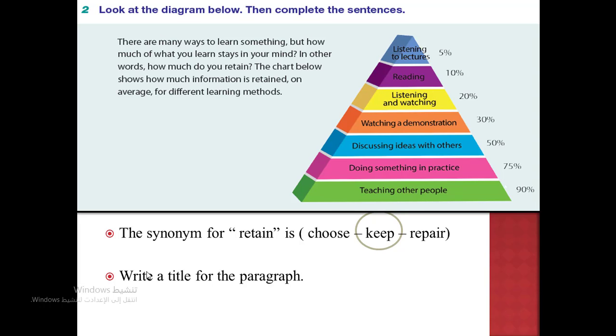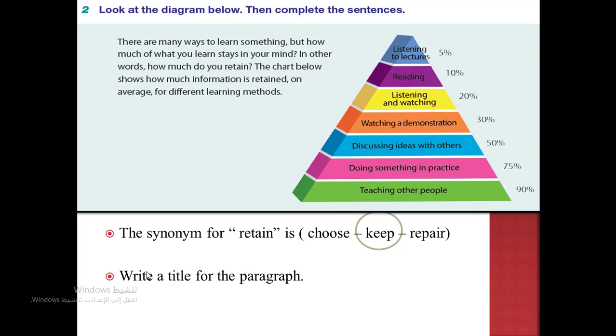For example, when we listen to lectures, let's start from the top of the chart. Listening to lectures, الاستماع للمحاضرات. When we listen to lectures, we can retain 5% of what we listen to. But if we use another method like reading, we can retain 10%. Listening and watching together, so we can retain more, 20%. Watching a demonstration بمعنى شرح تفصيلي, we can retain by this method 30%.